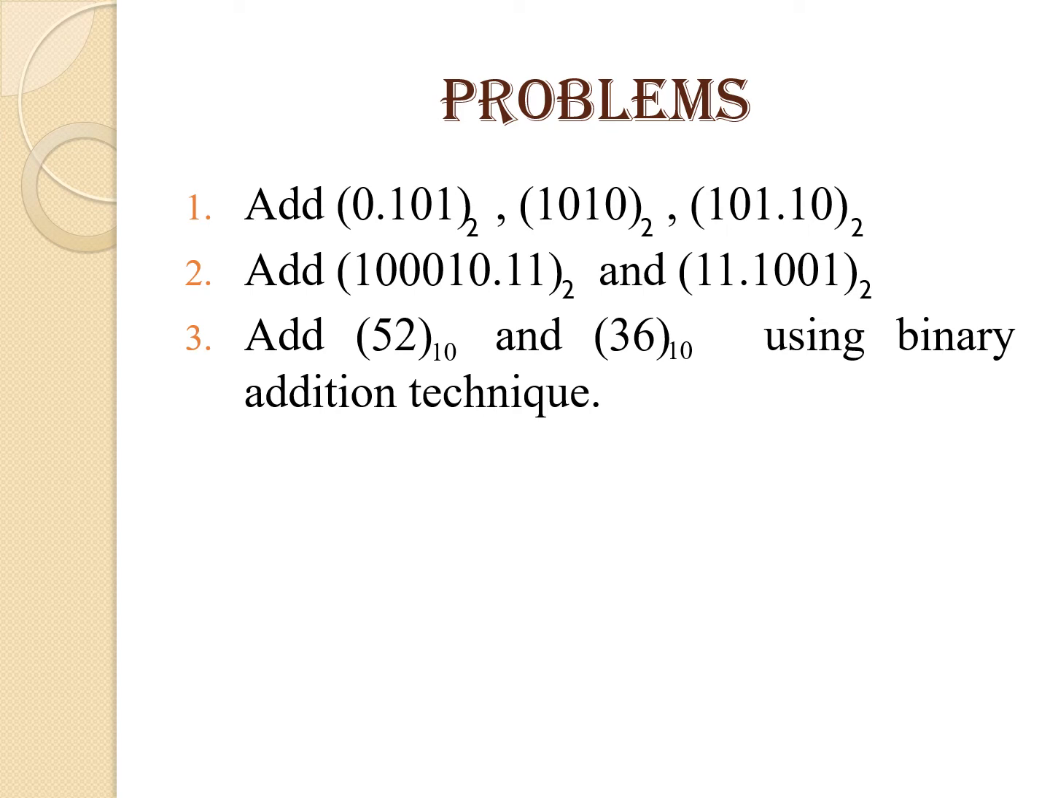Here are some problems for practice purposes. Add 0.101, 1010 and 101.10. Second problem: 10010.11 and 11.1001. And the third one: add decimal 52 and decimal 36 using the binary addition technique. In the third problem, first of all you need to convert the given decimal numbers into binary numbers and then do the addition using the rules of binary addition.